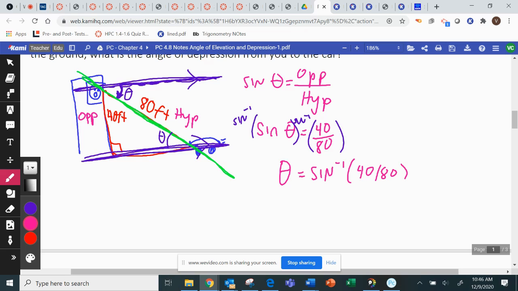Daniela, did you get it? What'd you get? 30. Oh, yes, because 40 over 80 is a half. And the question is, where is sine a half? Well, that's 30 degrees. We should know that one. So that would be our angle of depression for this picture. That's not too bad.